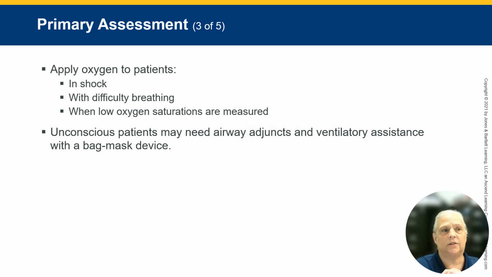When we're putting oxygen on patients, if they're in shock, if they're having difficulty breathing, when their O2 sats are low, if they're measured, these are ones that we definitely want to put on oxygen, but we never withhold oxygen from any patient if they need it. Okay? If they need it, they can have it. If their SpO2 is less than 94%, they're definitely going to be put on it. When we're looking at our unconscious patients, do they need an airway adjunct? Do they need that OPA or NPA to keep that airway open while we're doing a BVM on them?